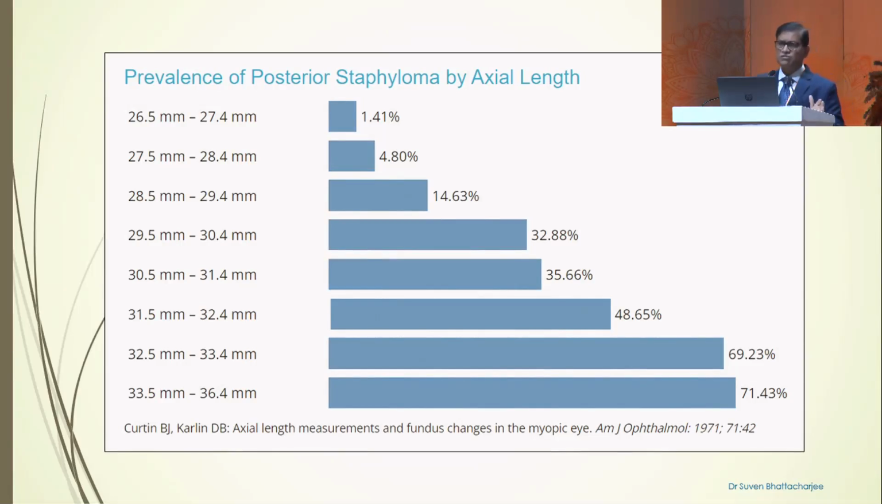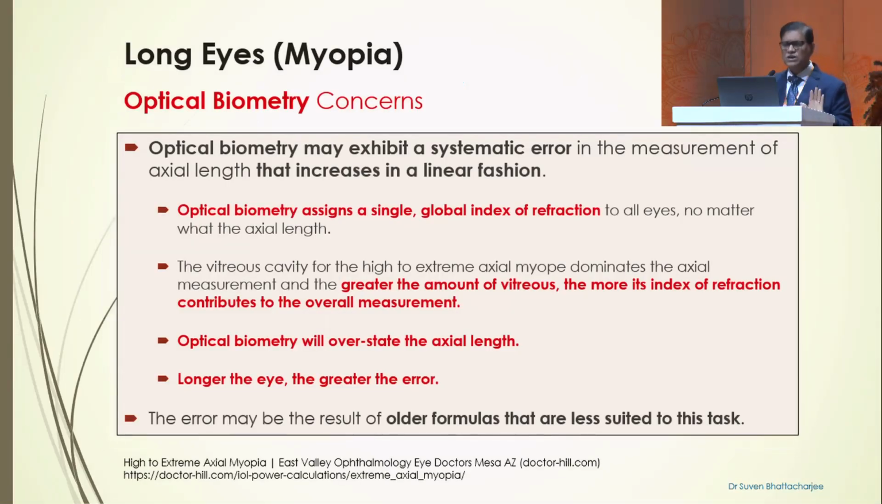Prevalence of posterior staphyloma by axial length, if it's 26.5 millimeters, it's just 1.4%. And when the axial length goes to 33.5 millimeters, it's more than 70% that have a staphyloma. So that's where the errors are going to happen. So in long eyes, what we have is the optical biometry assigns a single global index of refraction, and that's where the problem lies. Because of the greater amount of vitreous over here, the longer the eye, the greater the error.